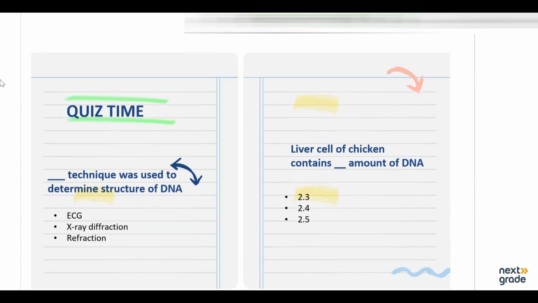So here comes the quiz time. The first MCQ for today is that dash technique was used to determine the structure of DNA. The options are ECG, X-ray diffraction or refraction. As we have studied, the X-ray diffraction technique was used to determine the structure of DNA. Then the liver cell of chicken contains dash amount of DNA. The options are 2.3, 2.4 or 2.5. The correct option for this is 2.4. You need to memorize that table in order to answer these MCQs correctly.